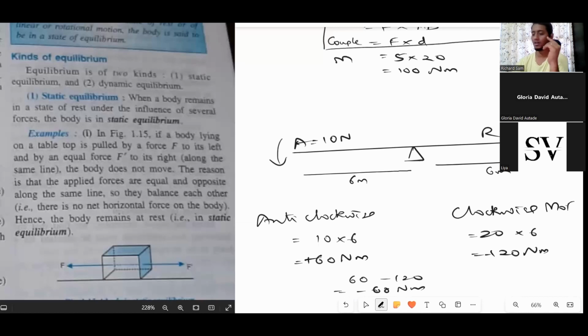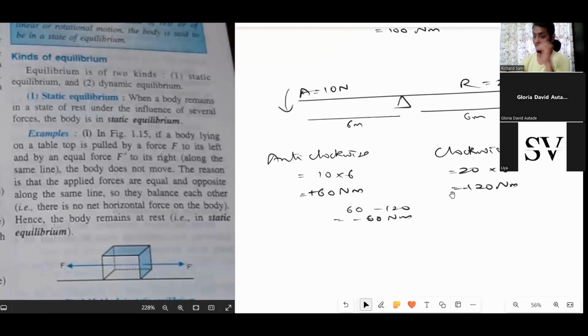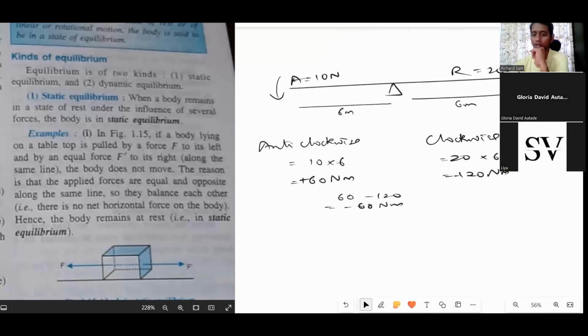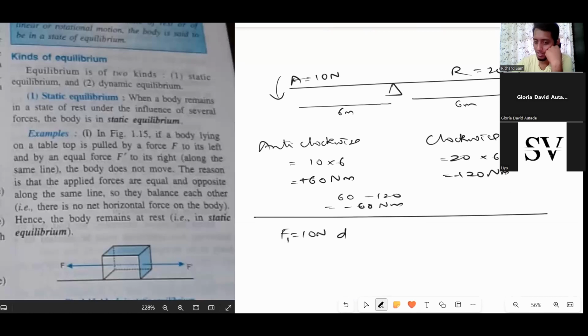Is that clear? Now, to balance the weight, how many meters does Ryan need to come? Let's find that out. So what we're going to find out now is how close Ryan should sit to the pivot so that the anti-clockwise moment of force is equal to the clockwise moment of force. Okay, let's write them as values. We'll write them as F and D. F1 is the force exerted by Aman, that is 10 Newton. D1 is the distance at which Aman is sitting. What is the distance? 6 meters.